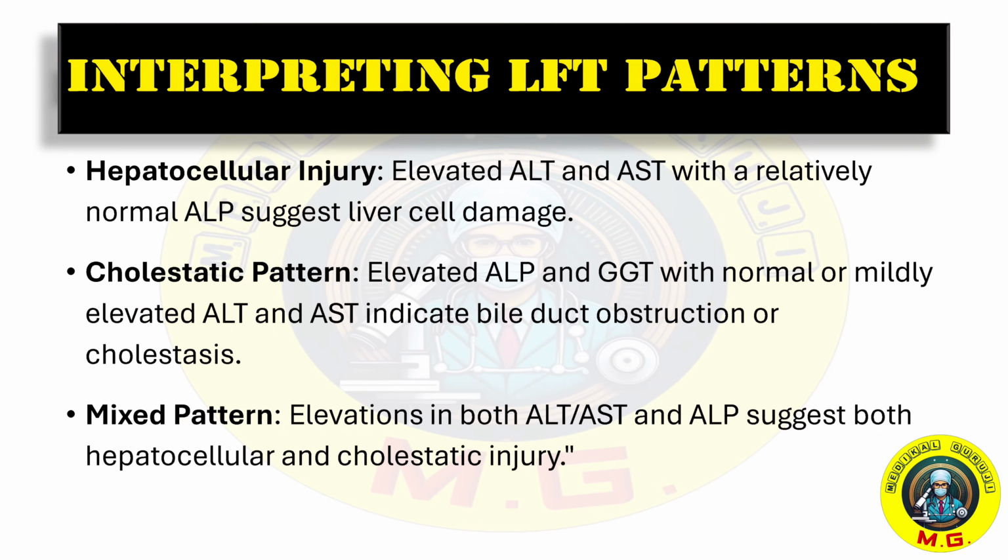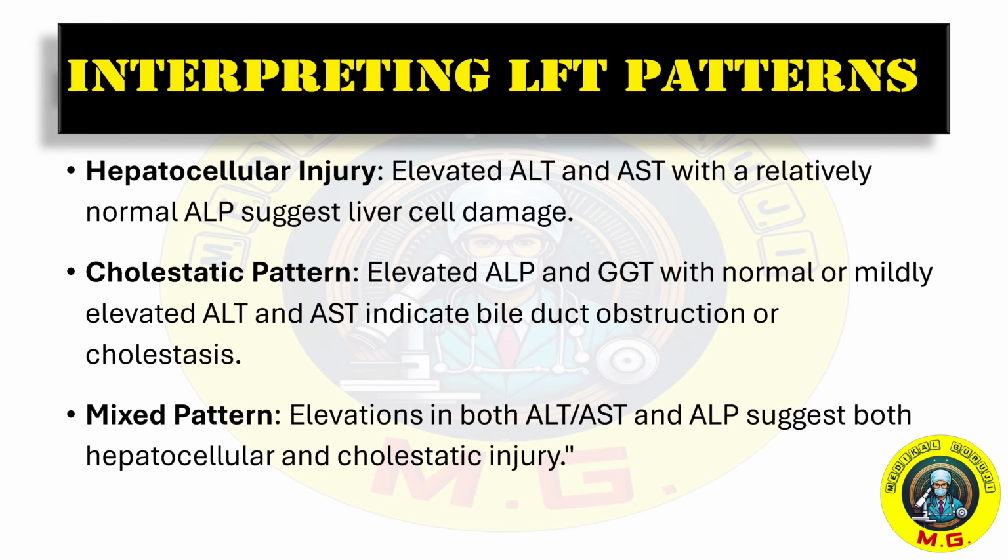Interpreting the LFT patterns. LFT interpretation involves looking at patterns of abnormalities to determine the underlying cause. First, in hepatocellular injury, there is elevated ALT and AST with a relatively normal ALP, suggesting liver cell damage. Second, the cholestatic pattern includes elevated ALP and GGT with normal or mildly elevated ALT and AST. It indicates bile duct obstruction or cholestasis. Third is the mixed pattern. Elevation in ALT, AST, and ALP suggests both hepatocellular and cholestatic injury.